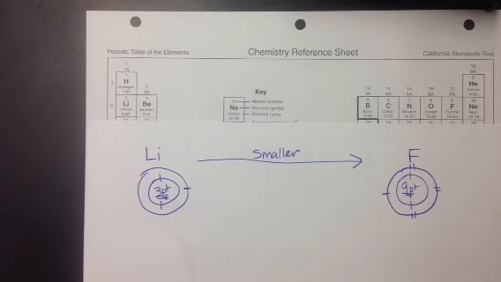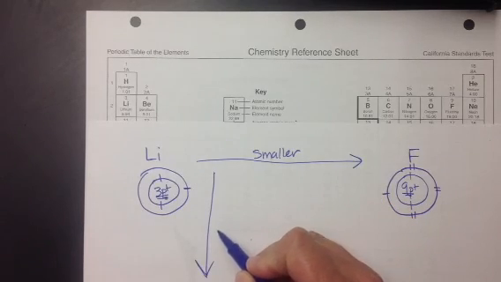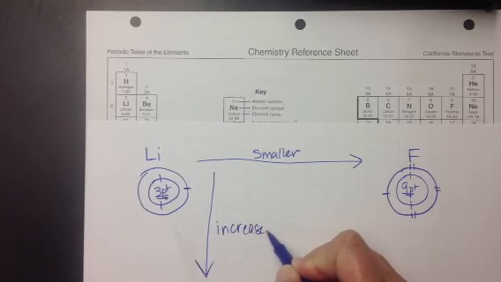So the trend for atomic radius is it gets smaller as you move across the periodic table, and it gets larger or increases as you move down the periodic table.